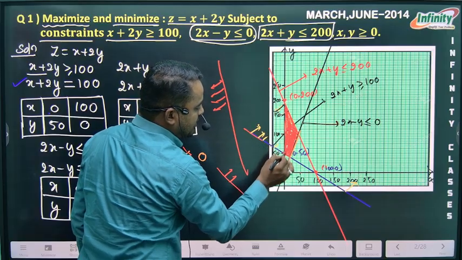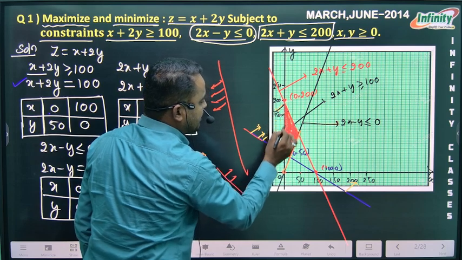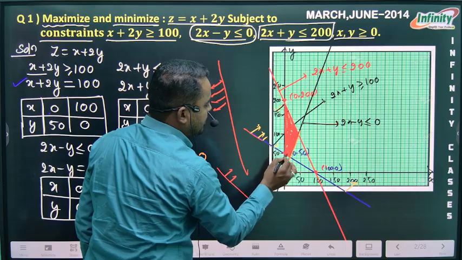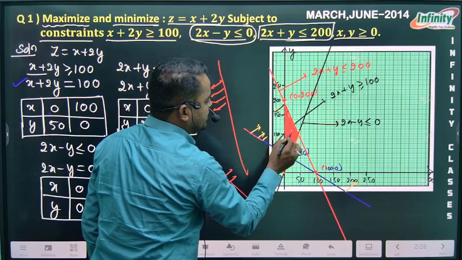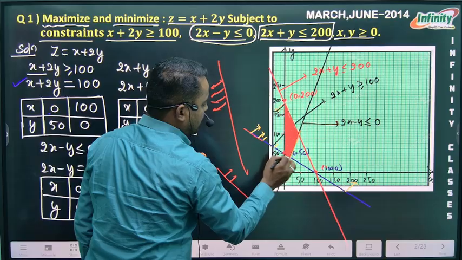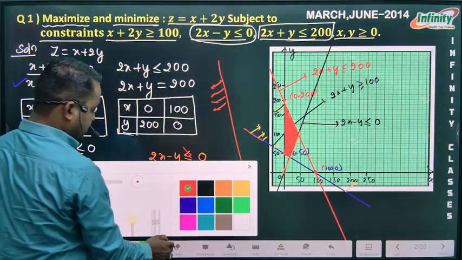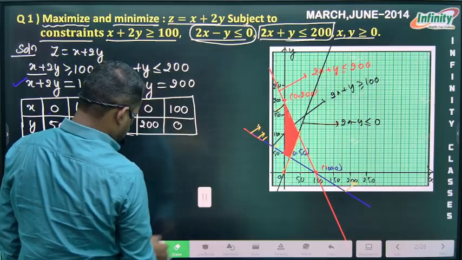So this common region is called as what? The region determined by all the constraints is called as what? Feasible region. This common region we call the feasible region. And the corner points of the feasible region, we have to write these corner points. So pause the video and note it down.